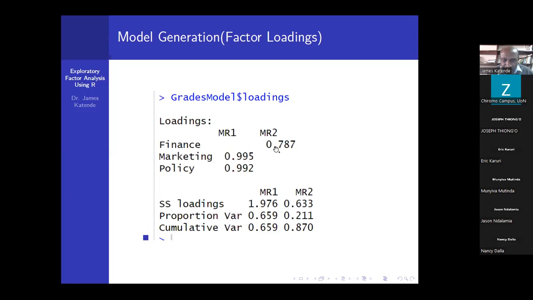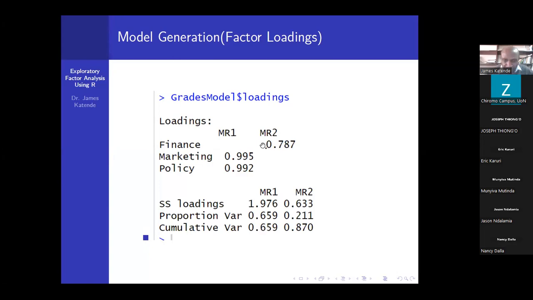So how good is this? You can check the first factor, which represents about 65% or 66% of the variance. The second factor accounts for about 21% of the variance. Cumulatively, they account for about 87% of the variation, which is a reasonable model for us. It looks like a good result.